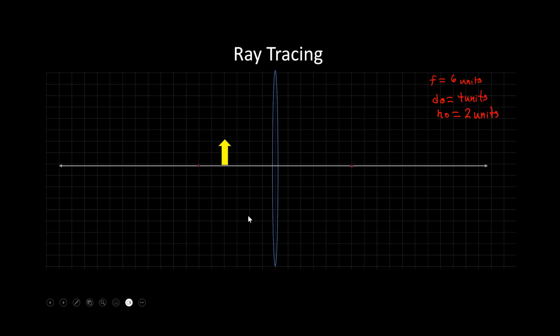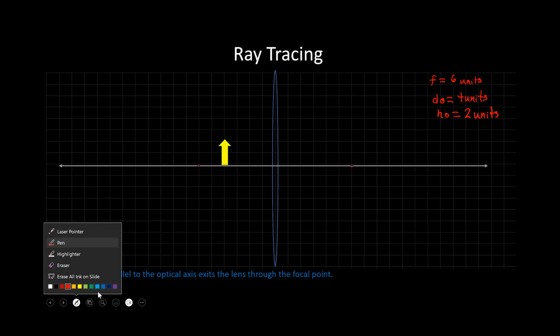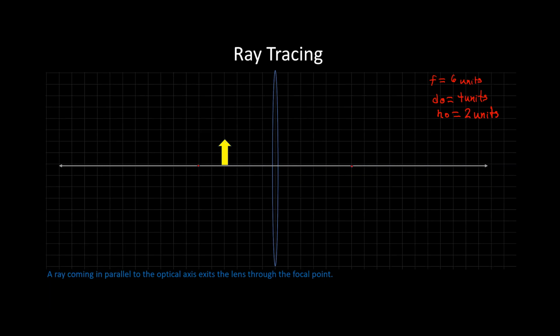So just like before, we have 3 principal rays. The first ray is coming parallel to the optical axis, exits the lens through the focal point. So let's get one going parallel to the optical axis. And then exits the lens going through the focal point. So here's the focal point right here. Let's see if we can get it through by hand. There it is. Roughly. There we go. Maybe I can do better with one more. There you go. All right.